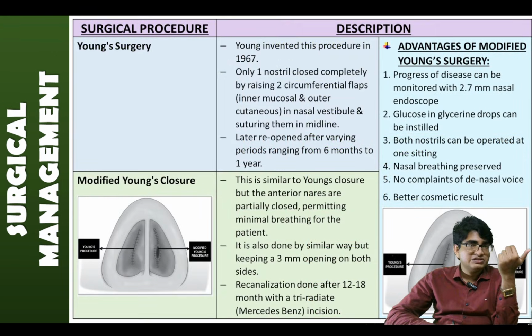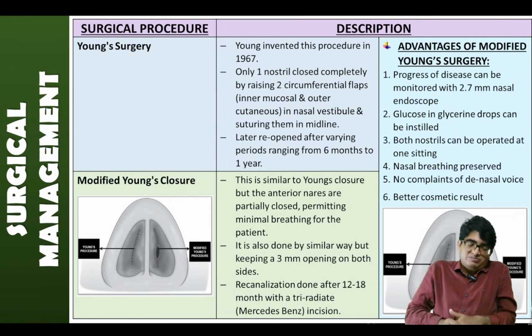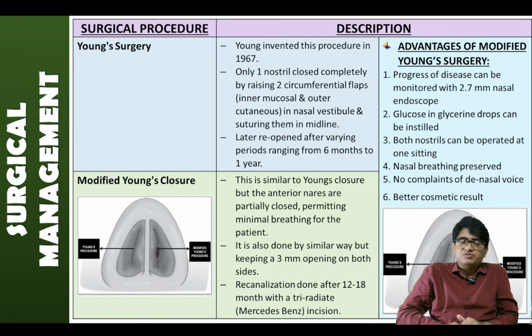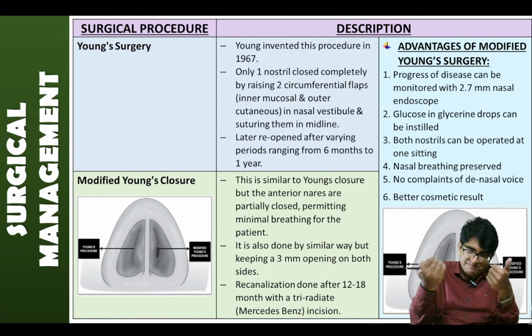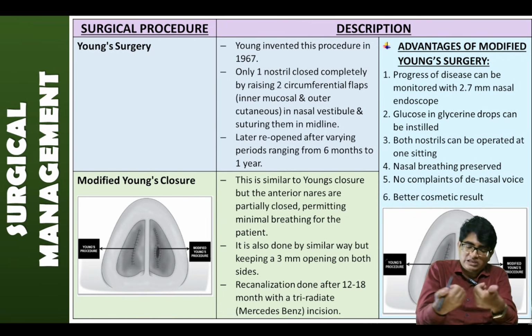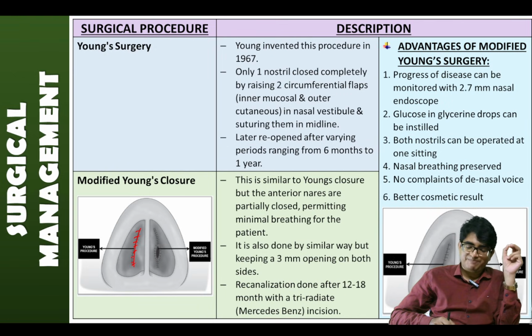Coming to the surgical management proper, we have mainly the Young's operation as well as the modified Young's operation. Young's operation was invented by Young in 1967, where one nostril was completely closed by raising two circumferential flaps, an inner mucosal flap and an outer cutaneous flap. We will suture them in the midline with no gaps.